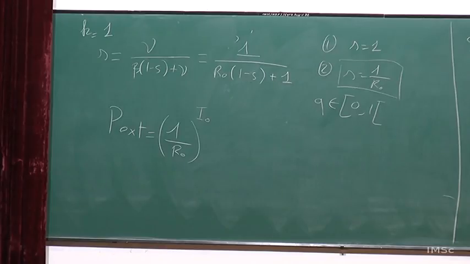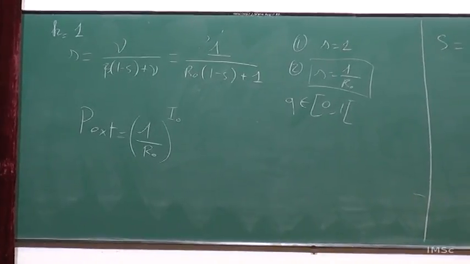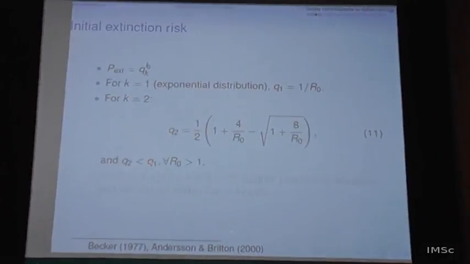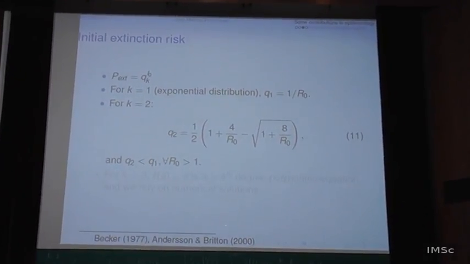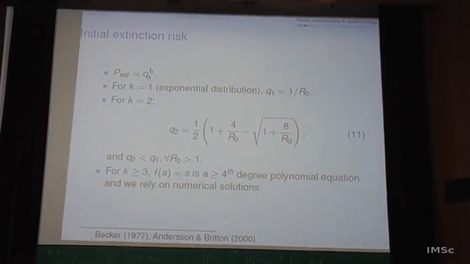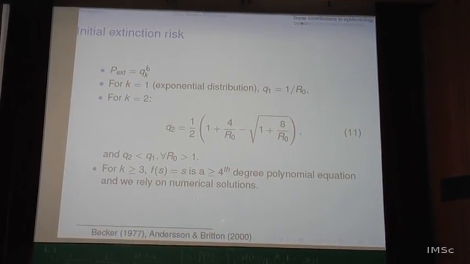Obviously, if I consider a k greater than 1, I need to deal with a polynomial equation of greater order. And so for k equal 2, I can obtain this expression for q. And actually, I can see easily that q2 is lower than q1. And for k greater than 3, I need to use numerical solutions.